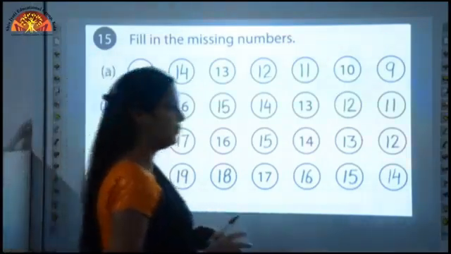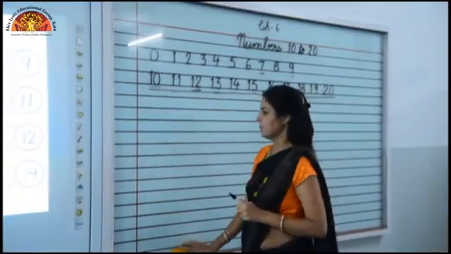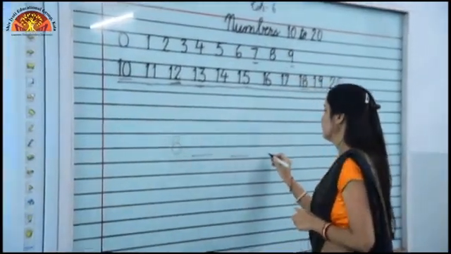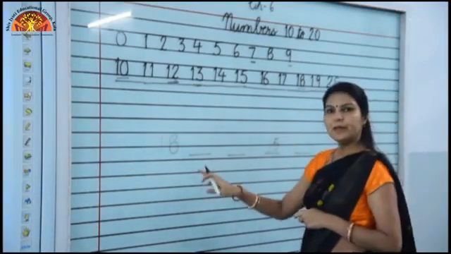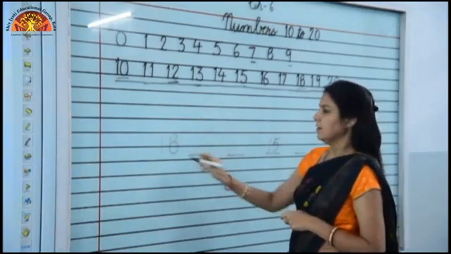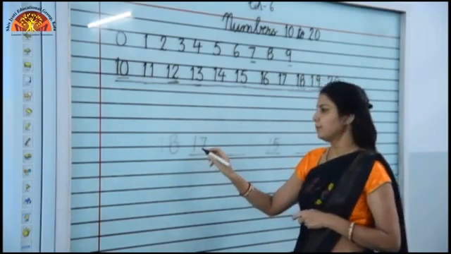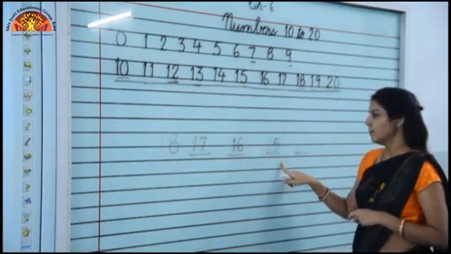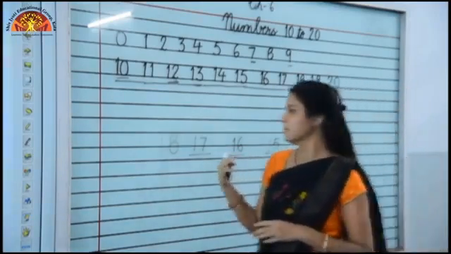Now let's move on to the board. We will see one more example. 18. You have to fill these boxes, these blanks. Now what will come before 18? 17 will come before 18, and before 17 what will come? This is 16. 15 is already written, so we will write 14. This is the backward counting. It is just like coming down the stairs.